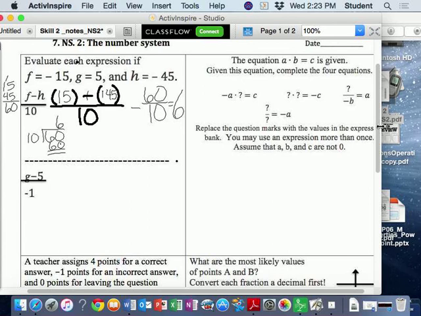Now in our next one we have g minus 5 divided by negative 1. Again, let's put parentheses for our variable. G is 5. So you get 5 minus 5, which equals 0, over negative 1. So then what is 0 divided by negative 1? That would give you 0.